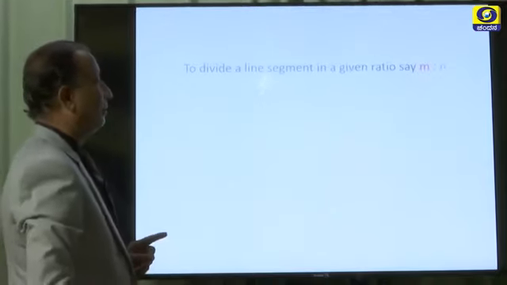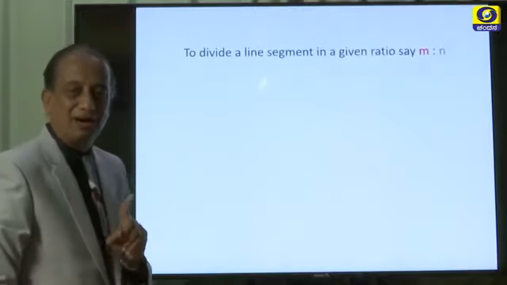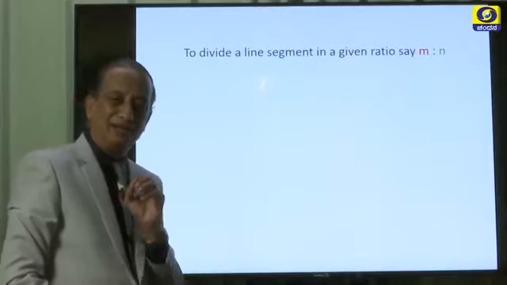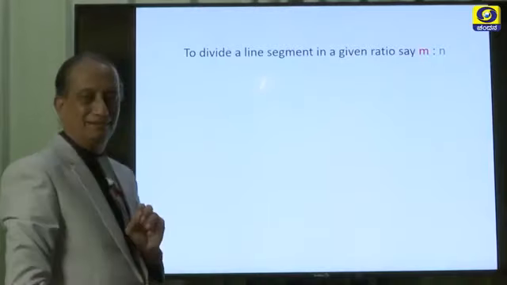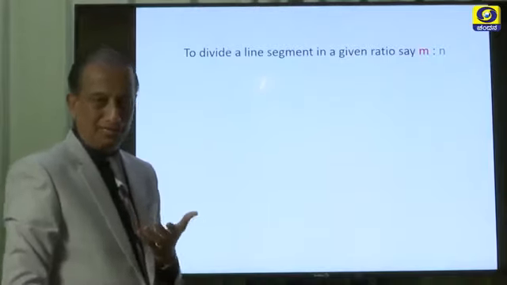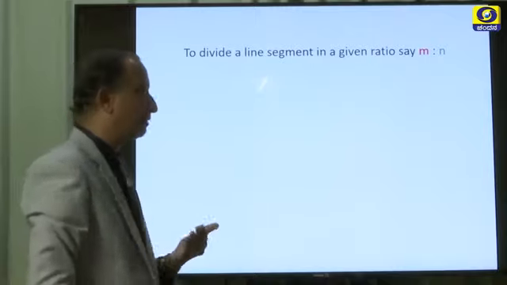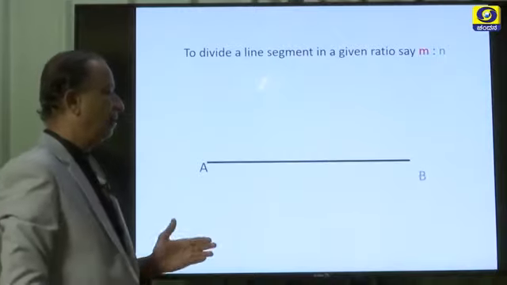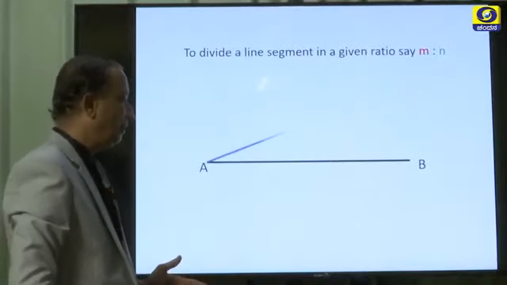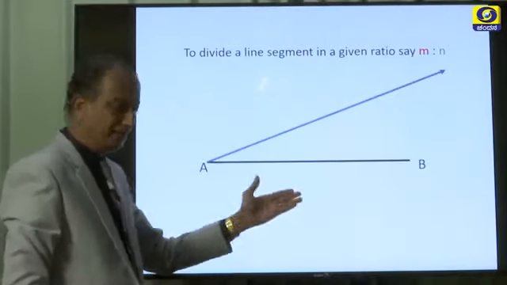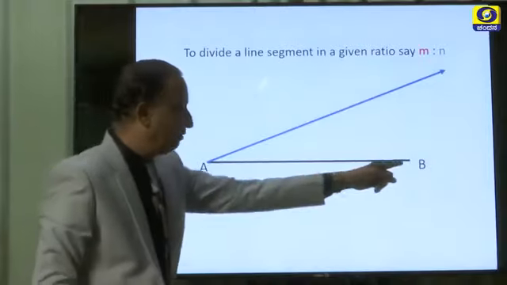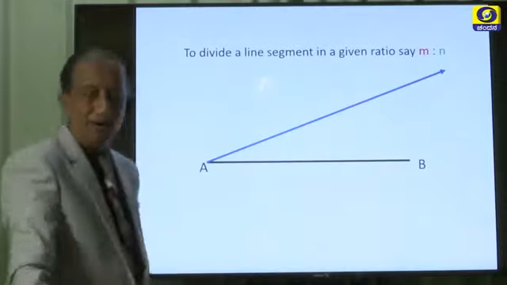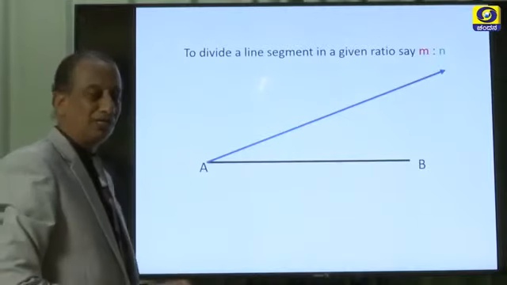Okay, fine. Now having understood the usage of set squares, let us learn how to divide a line segment in a given ratio, say m is to n, say 2 is to 3, 5 is to 7, whatever it may be. So let us draw a line AB. This is say about 12 centimeters, whatever it may be, it will be given. Now we want to divide this in the ratio m is to n. So say maybe 2 is to 3.